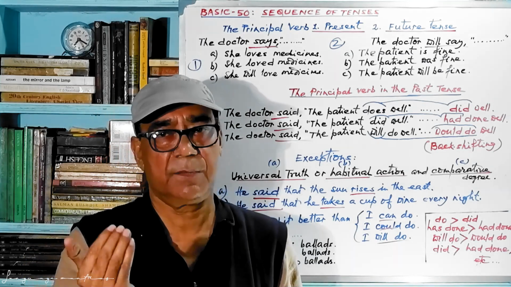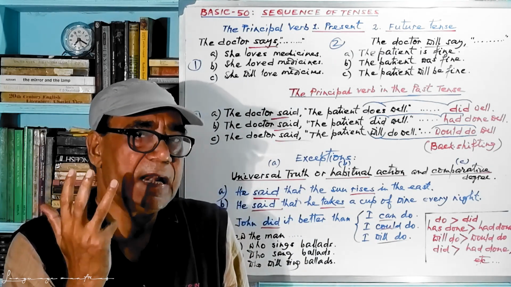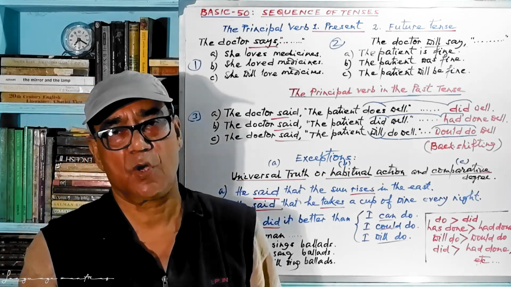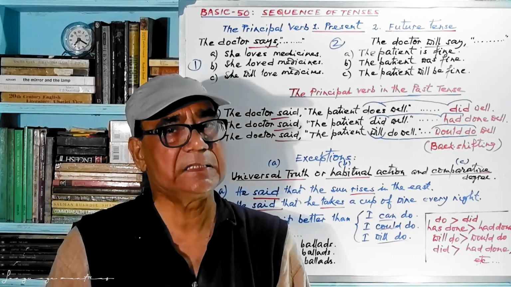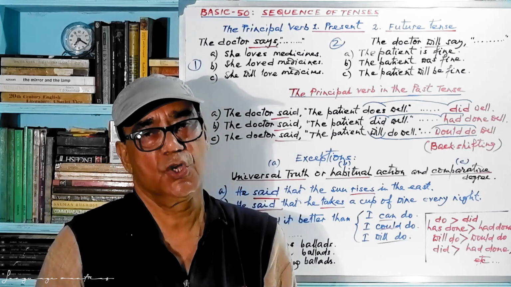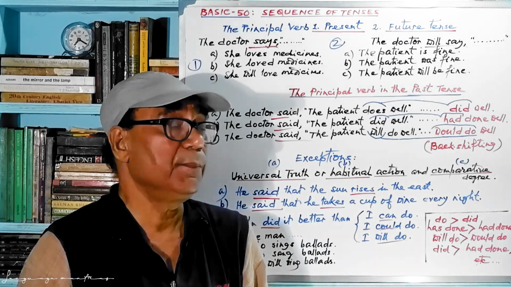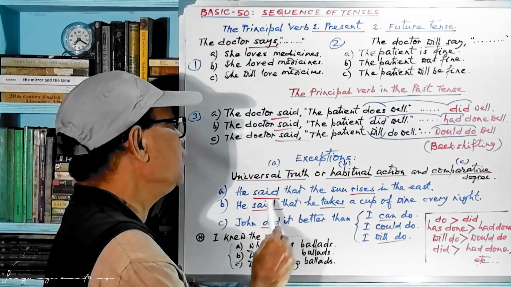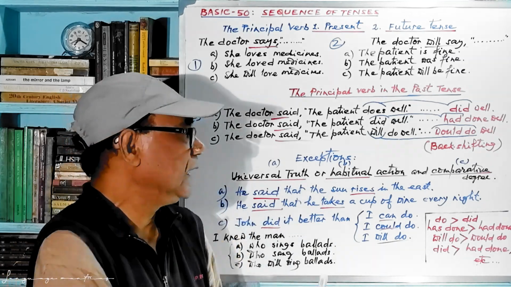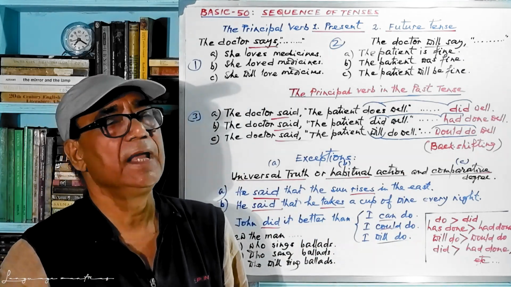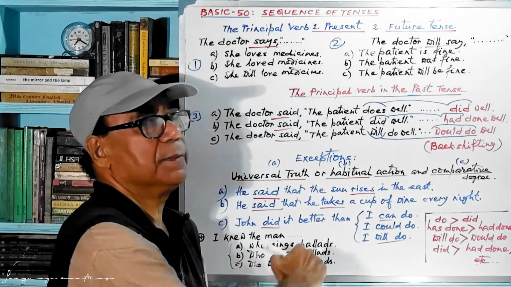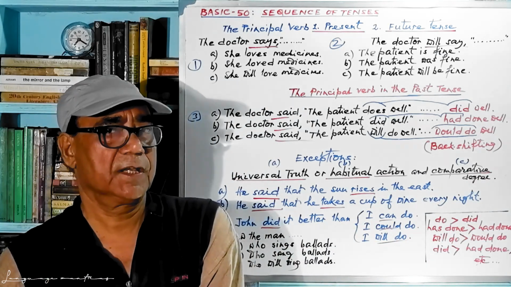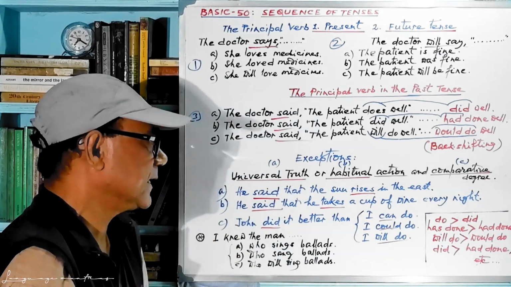Okay? Now, is it an absolute rule or are there exceptions? Yeah, some exceptions are always there. There are at least 3 types of exceptions, or there are 3 areas where exceptions are there. Number 1, if it is a universal truth, if it is a habitual action, and if it is a comparative context, right? So let's see examples again.